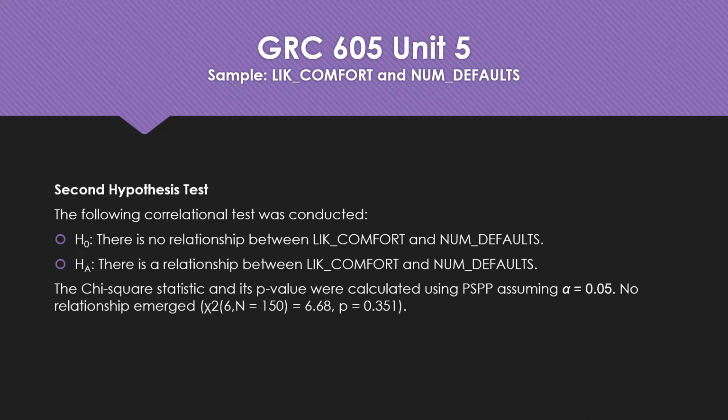The formula states, then our chi-square, we had 6 degrees of freedom, 150 cases, the statistic of the chi-square 6.68, p-value equals 0.351.